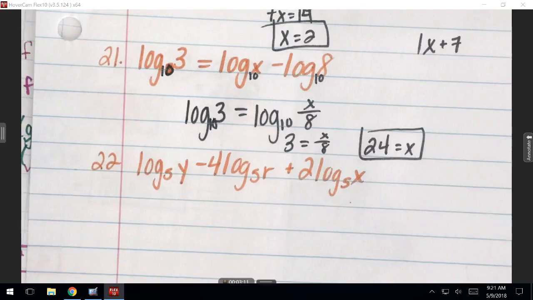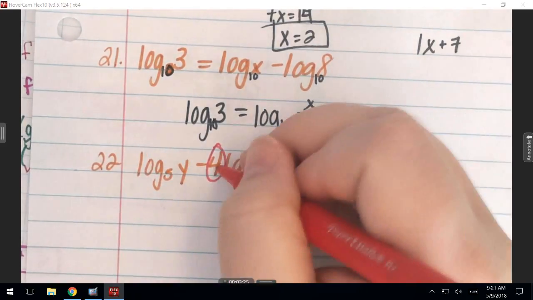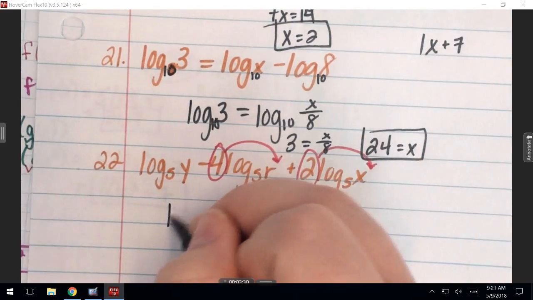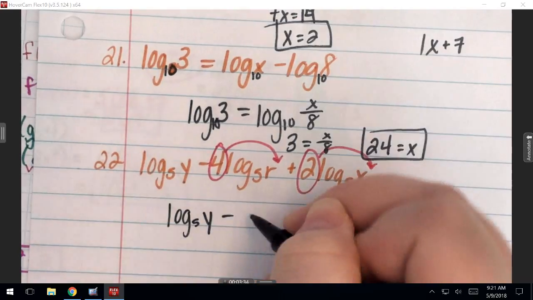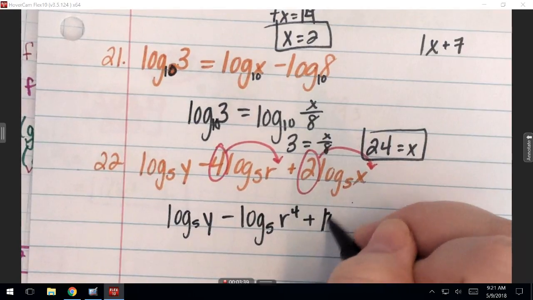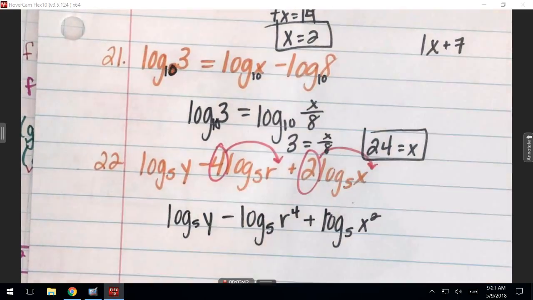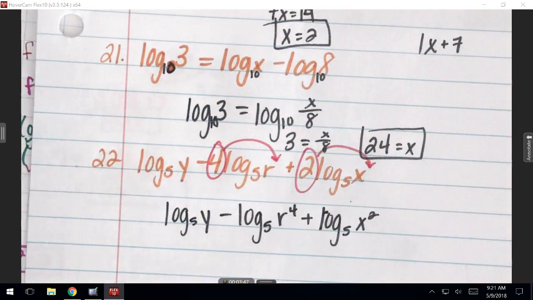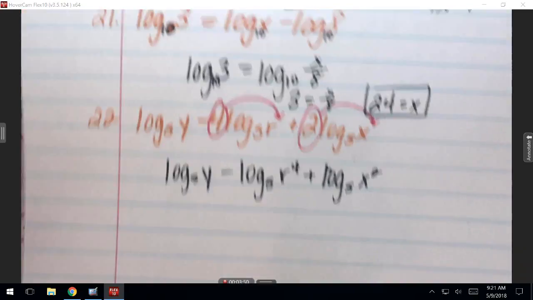22 is the hardest one, probably on the study guide for most of us, because especially if we're uncomfortable with these rules of logarithms. This one involves 3 different rules. So the first rule is that if there's a number in front, you can take it and it's really the exponent of your term. So it should be log base 5 of y minus log base 5 of r to the 4th power plus log base 5 of x squared. So first thing I did was take the numbers and make them exponents. So there was one rule of log to use. Bummer.